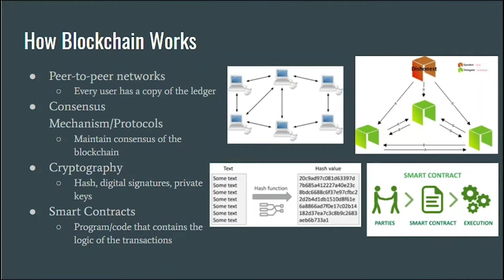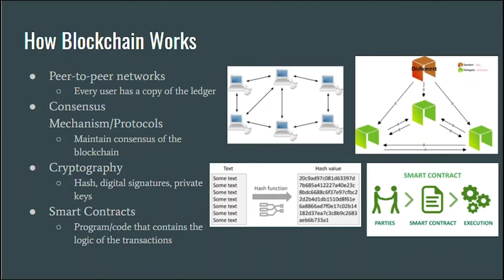How does blockchain work? Firstly, it works through peer-to-peer networks. This means that every single user in this network has a copy of the ledger, making it distributed and decentralized. Every single ledger has to have the same copy, and this is guided through consensus mechanisms agreed upon by the identities involved. The blockchain is also heavily secured by cryptography.